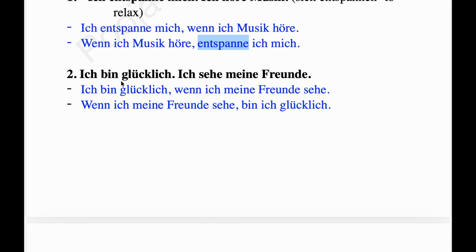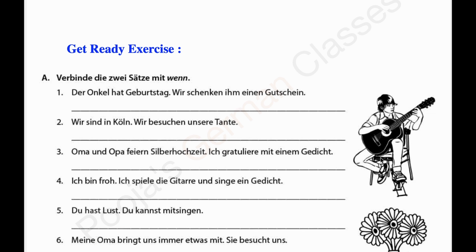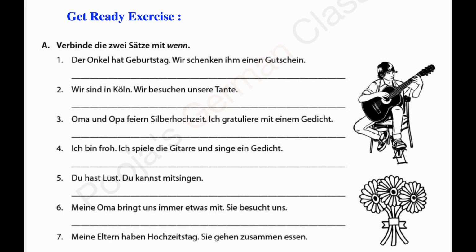Second, ich bin glücklich, ich sehe meine Freunde. So I am happy, I see my friend. So whenever I see my friend, I become happy. Okay. Ich bin glücklich, wenn ich meine Freunde sehe. Or wenn ich meine Freunde sehe, whenever I see my friends, bin ich glücklich. I am happy. Clear? Now we will be doing the get ready exercise given in your book.